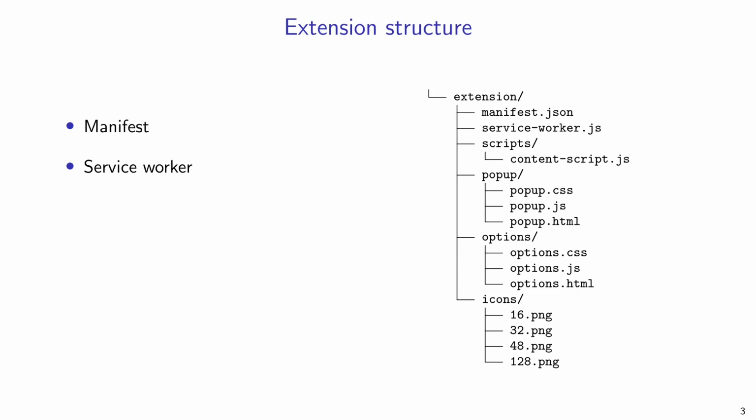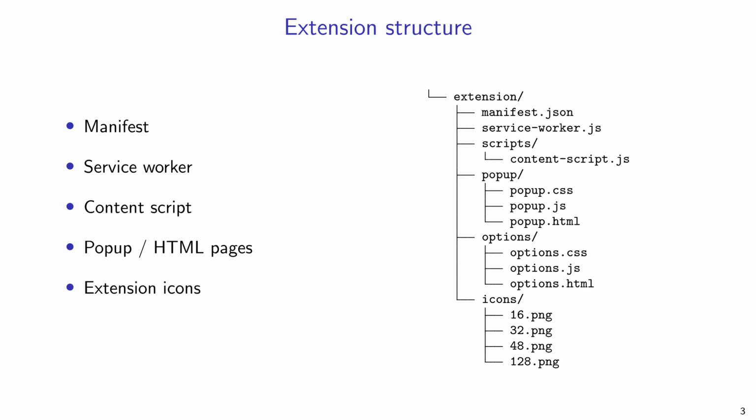The service worker, however, cannot access the DOM of the open website. There is a content script that is injected in web pages and can therefore access and modify the DOM and, if necessary, can communicate with the service worker. So, these two are the most important components of an extension. Then, if necessary, an extension can include pop-up and HTML pages, which can be used to provide a UI for interacting with the user. And finally, icons in different resolutions for the extensions button.